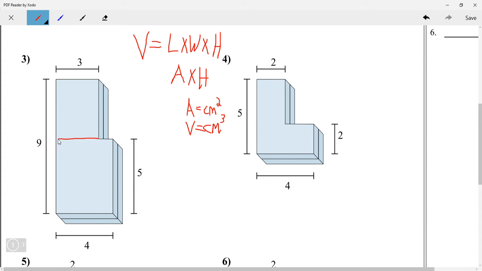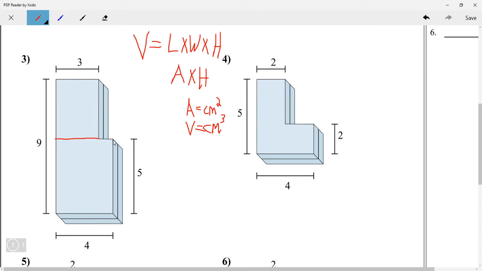First, you need to split this up into two different rectangles, because when you have a big rectangle like this, that's multiple rectangles, you can't find the area of it properly, right? So you need to split them up into two different rectangular prisms.